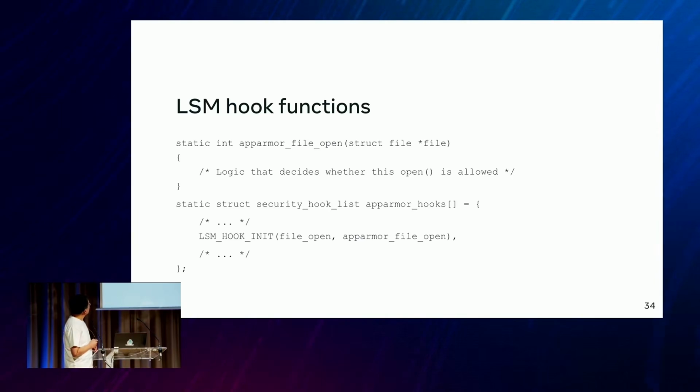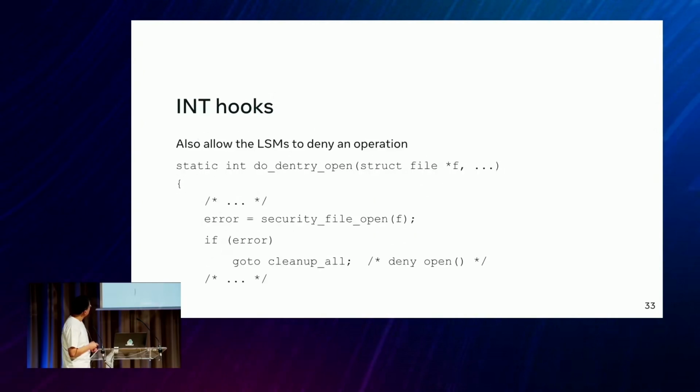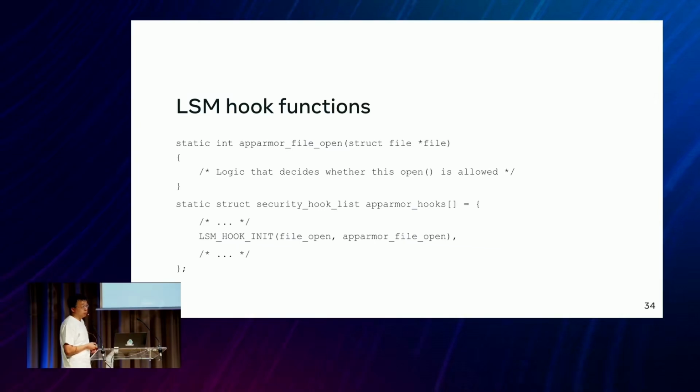Okay, the different LSMs will implement their own functions. This is AppArmor's version of the file open hook function, and I removed all the logic here, but that's a key point of this LSM. And then the LSM registers that to the file open hook. So when security file open is triggered, AppArmor will make a call on whether this is allowed.